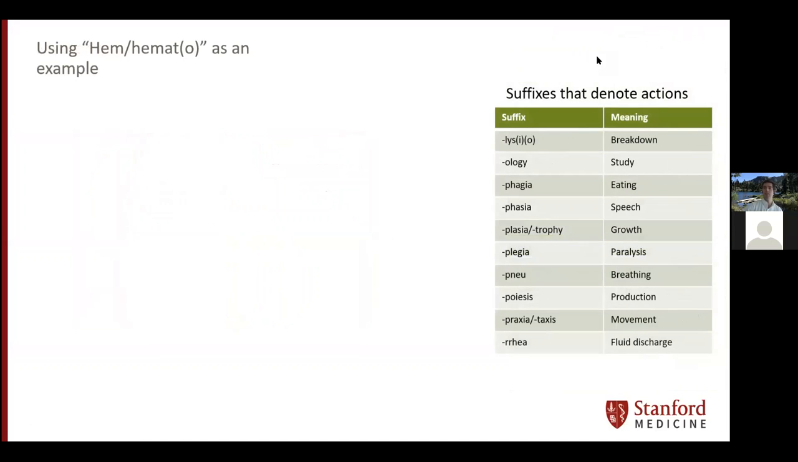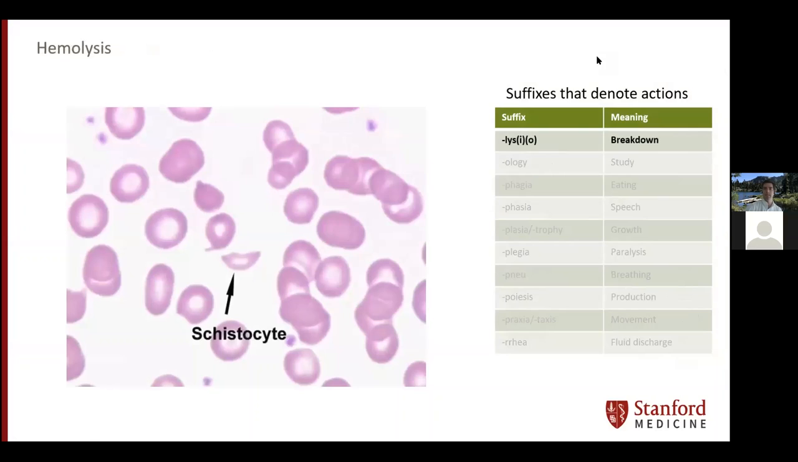Suffixes can also denote actions that are occurring on that object. For instance, we'll use heme or hemato as examples here. So hemolysis, which is the breakdown of blood cells. And what I'm showing here are red blood cells with a schistocyte. And a schistocyte is a red blood cell that has been sheared and can be sheared by a number of causes. For example, if you have a mechanical valve in your heart, that mechanical valve will actually cut blood vessels as they try and pass through it.